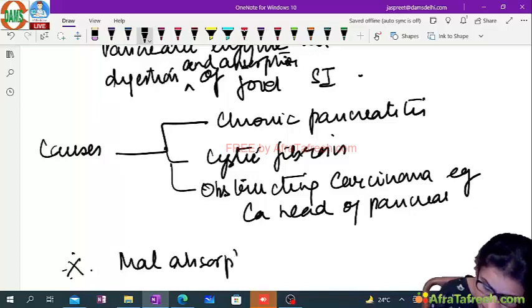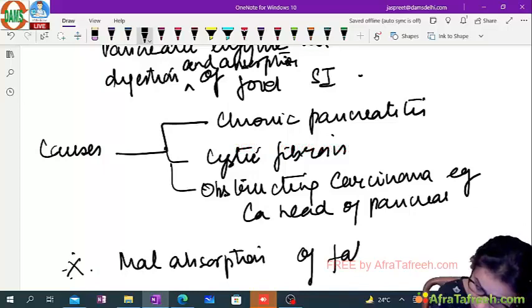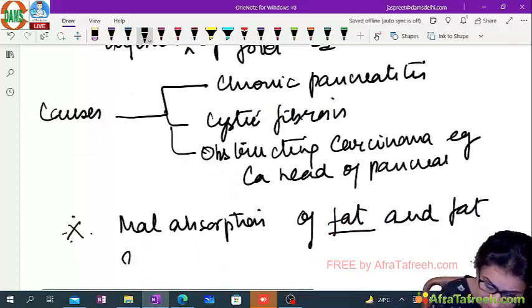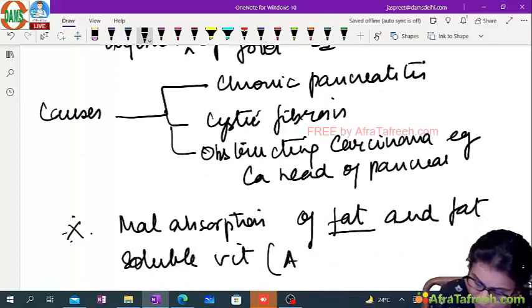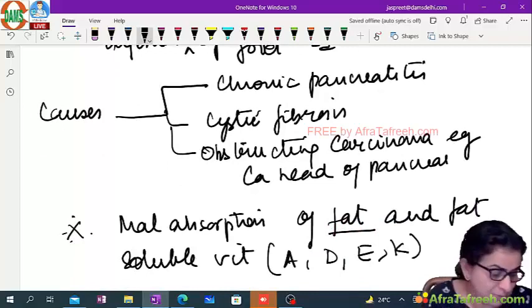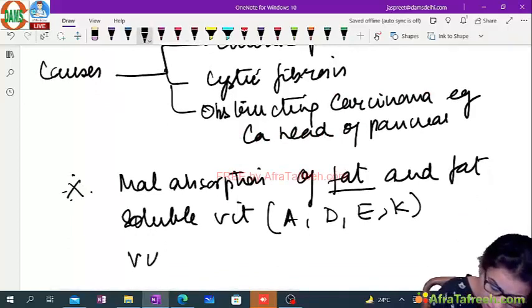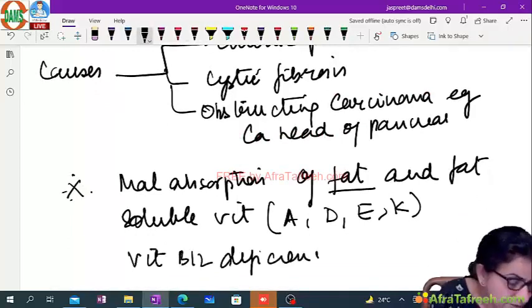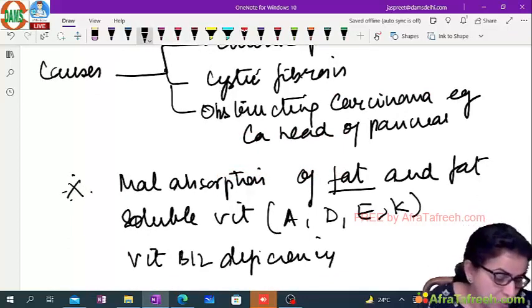Since pancreatic enzymes are not available, there is malabsorption of fat, very important, and fat soluble vitamins. You know fat soluble vitamins are A, D, E and K. So there is malabsorption of fat and fat soluble vitamins. Plus vitamin B12 deficiency may also develop.